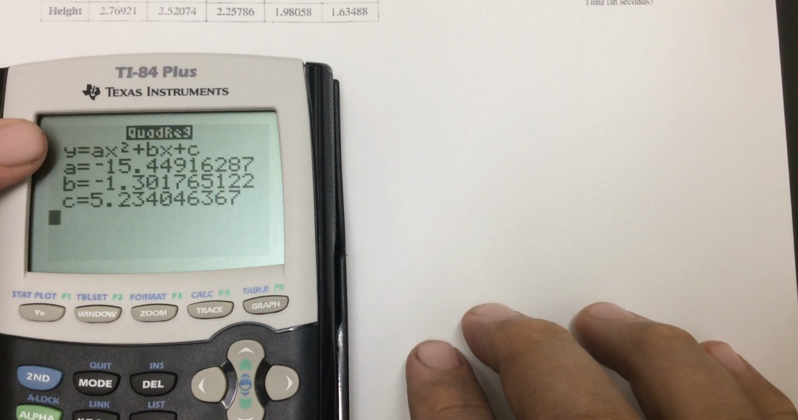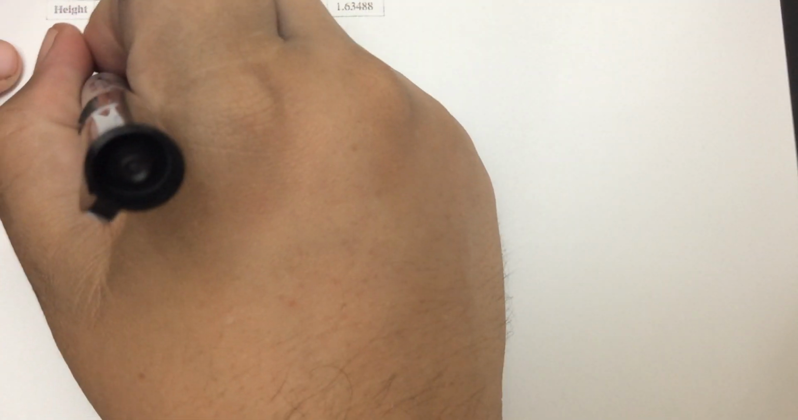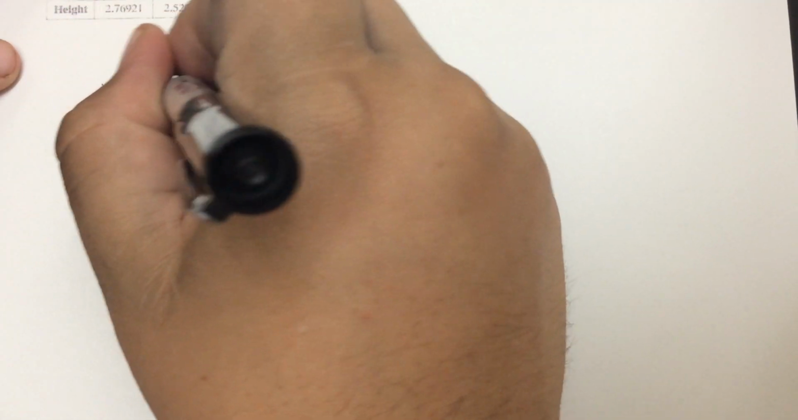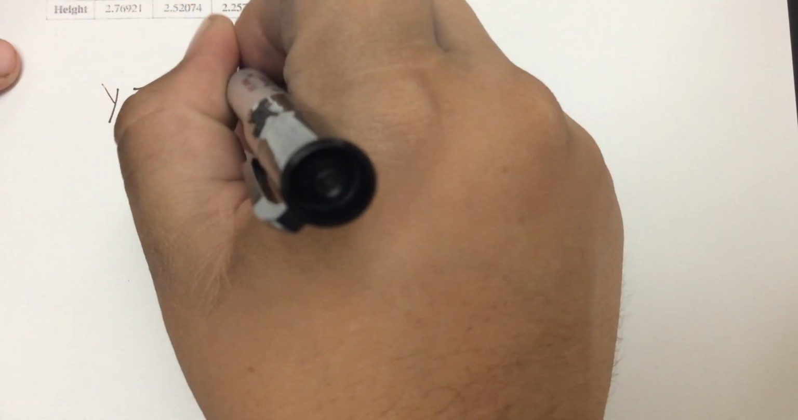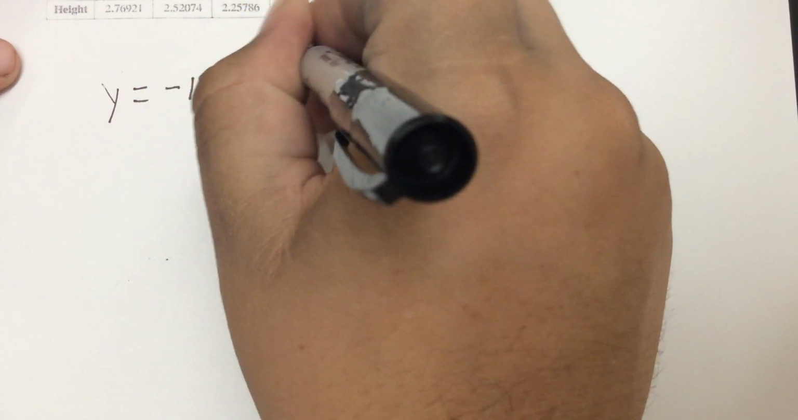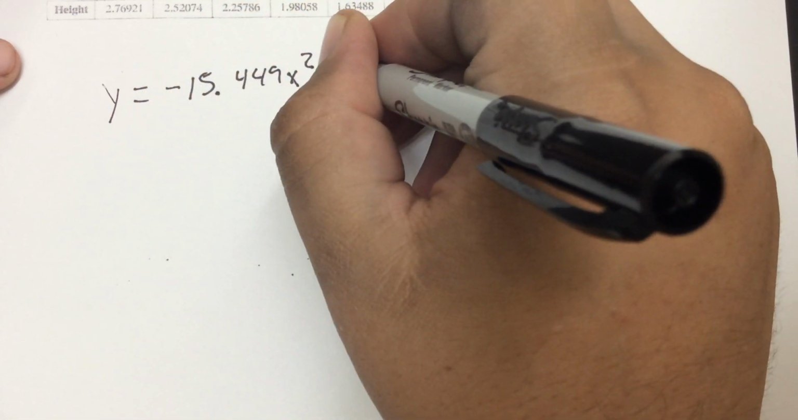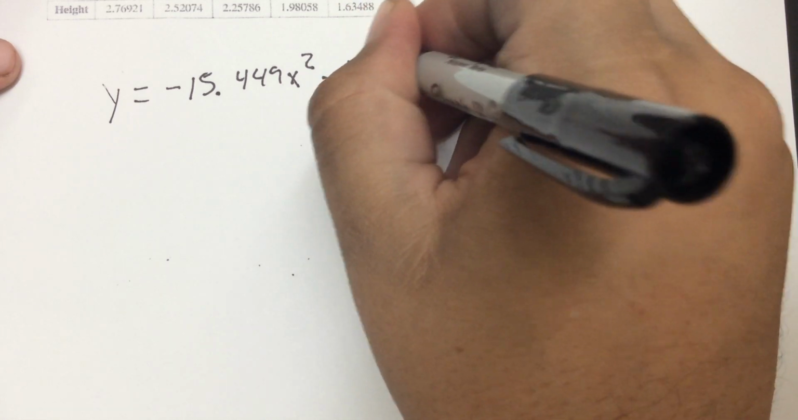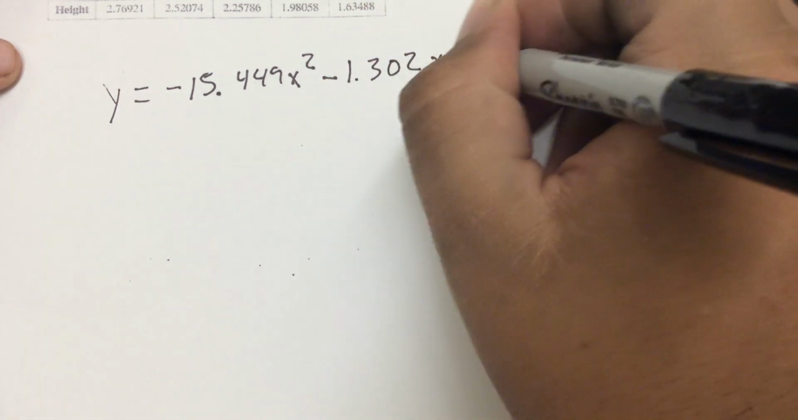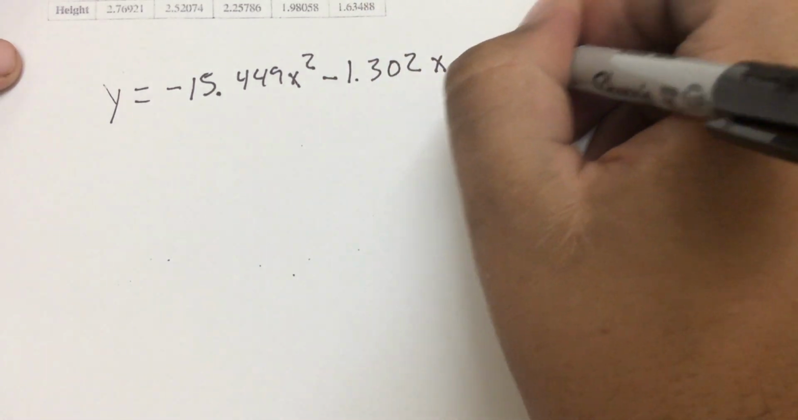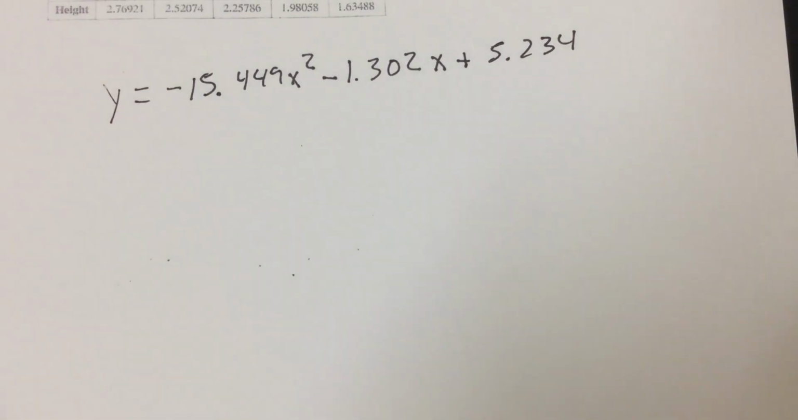So this pops up. Now we have our equation. So the equation we get here is y equals negative 15.449x squared minus 1.302x plus 5.234. Now, if you get something that's a little different, that's okay. But it should be fairly close to this right here.